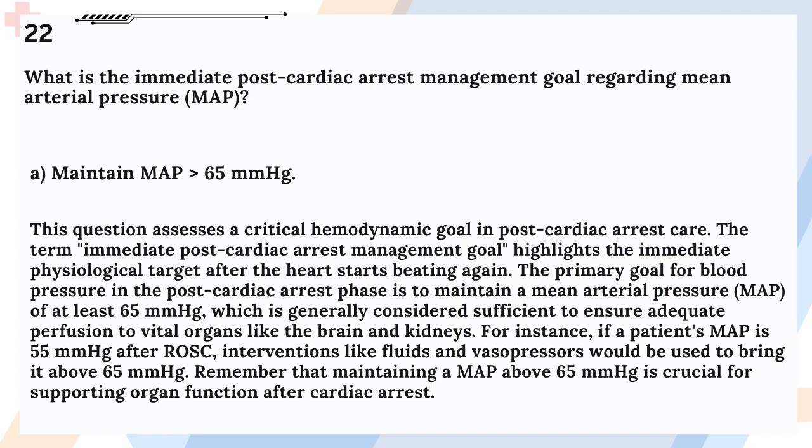brain and kidneys. For instance, if a patient's MAP is 55 millimeters of mercury after ROSC, interventions like fluids and vasopressors would be used to bring it above 65 millimeters of mercury. Remember that maintaining a MAP above 65 millimeters of mercury is crucial for supporting organ function after cardiac arrest.